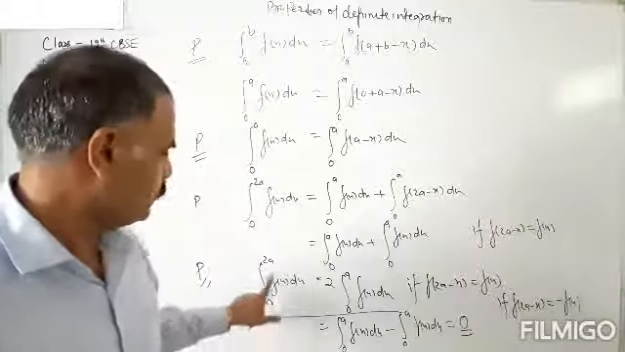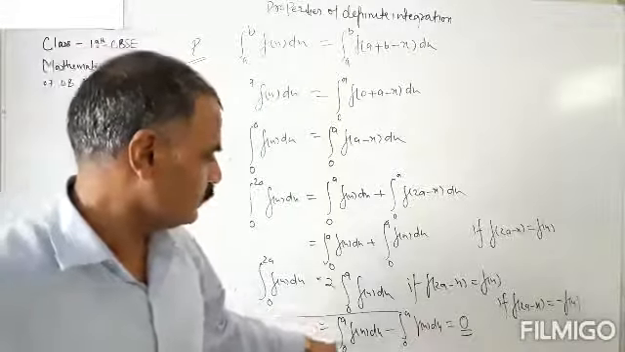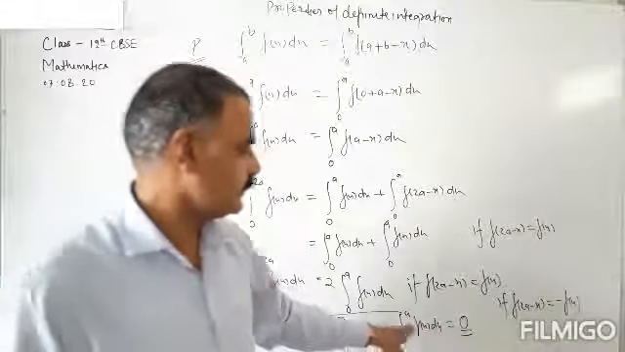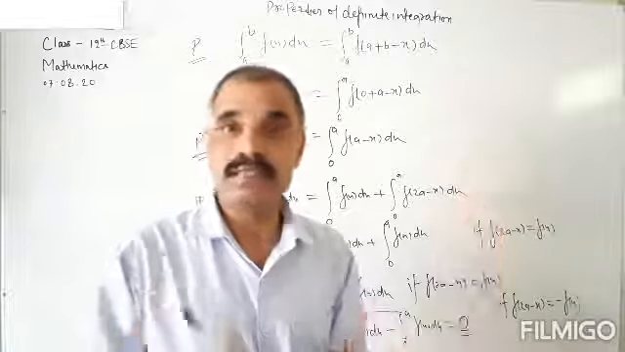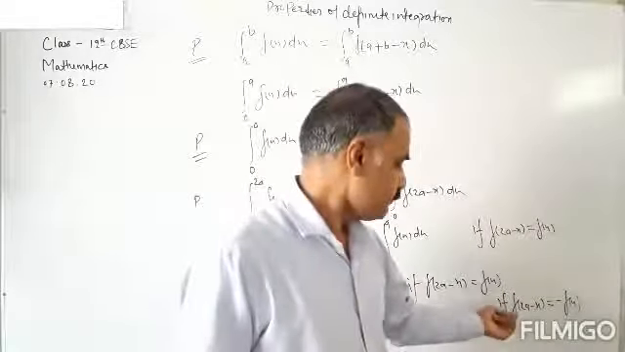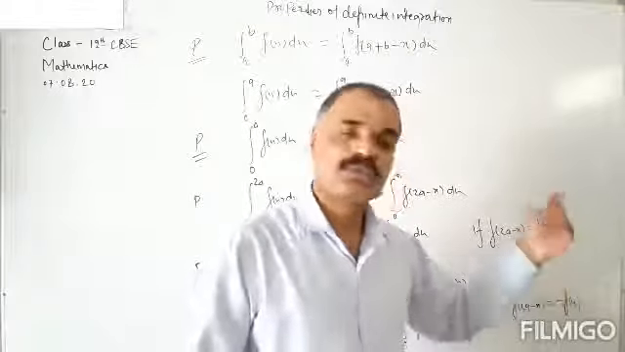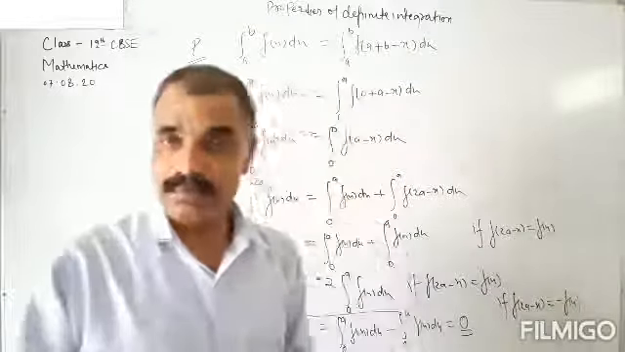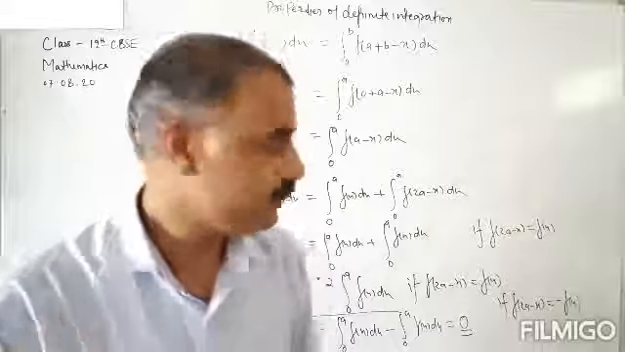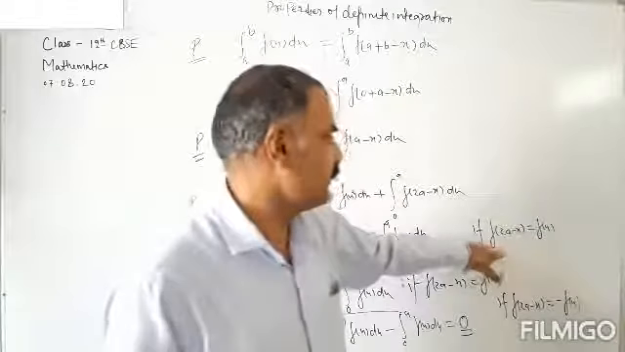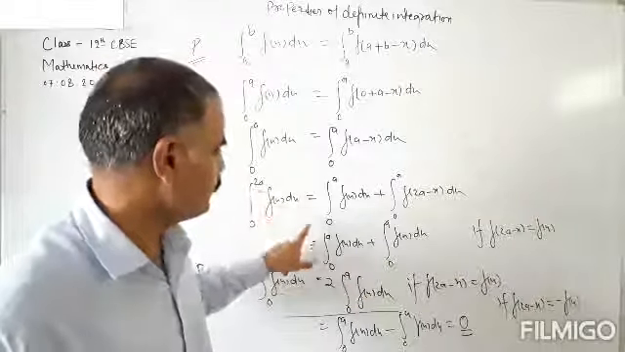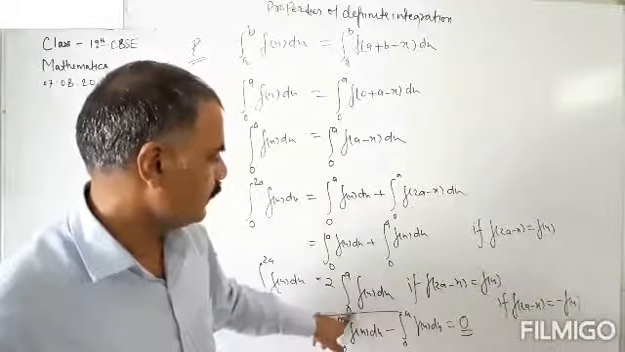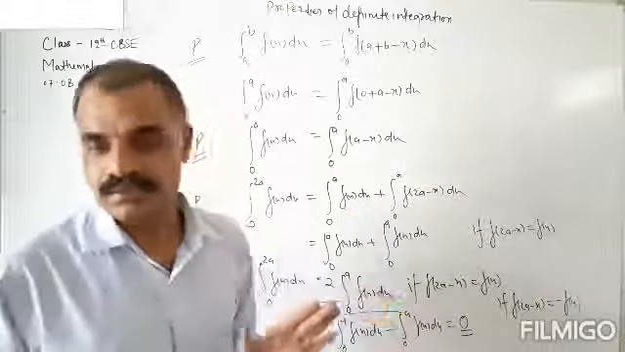Okay, the integral from 0 to 2a of f(x) dx equals the integral from 0 to a of f(x) dx minus the integral from 0 to a of f(x) dx, which is equal to 0. The condition is that f(2a − x) is equal to minus f(x). And if f(2a − x) is equal to f(x), then the integral from 0 to 2a of f(x) dx is equal to 2 times the integral from 0 to a of f(x) dx.